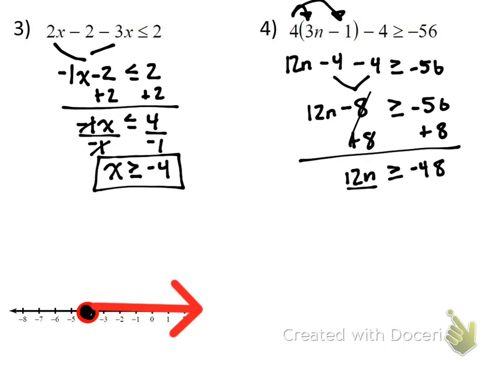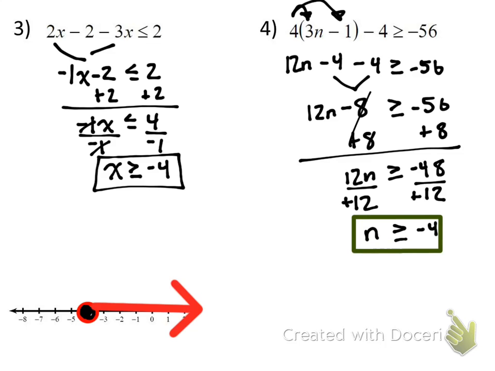Divide both sides by 12. This time we're dividing by positive 12, right? So we're not going to switch our inequality, so n is going to be greater than or equal to negative 4. Okay? And that's your answer here.